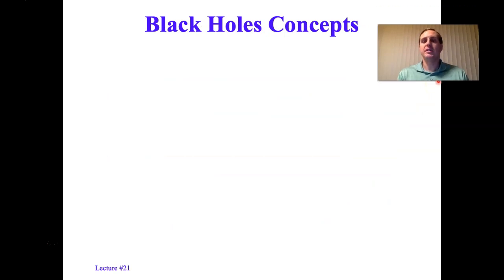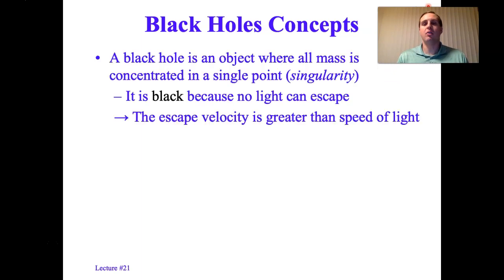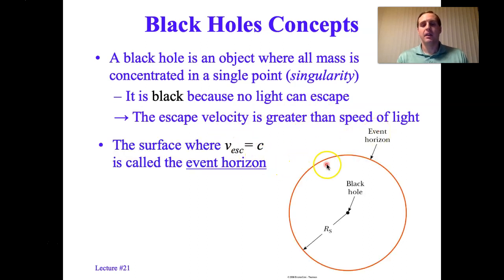Lastly, I want to briefly discuss my limited knowledge but an interesting topic of black holes. What is a black hole? It's an object where all the mass is concentrated at a singular point, which we call a singularity. It is black because even light cannot escape. In other words, the escape velocity is greater than the speed of light itself. Now, the surface where the escape velocity equals the speed of light is what we call the event horizon of the black hole. Okay?